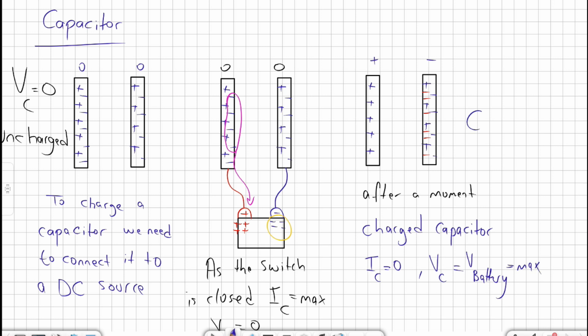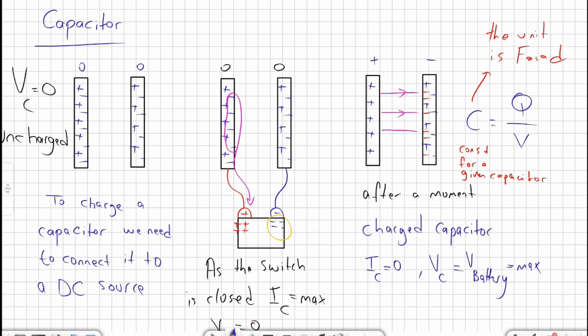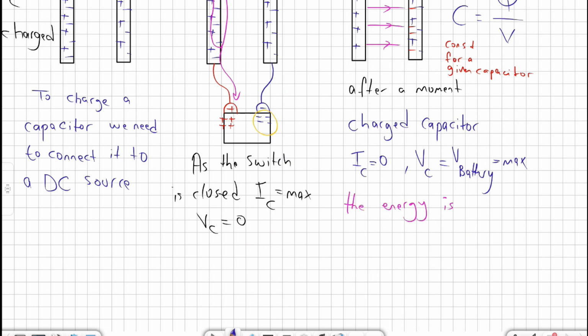Every capacitor has a capacitance, which can be found by dividing the net charge stored across the capacitor by the potential difference. The capacitance is constant for a given capacitor. The unit for capacitance is farad. Whenever we have positive and negative charge, we have an electric field between them. So we can say that energy is stored inside the capacitor as an electric field.